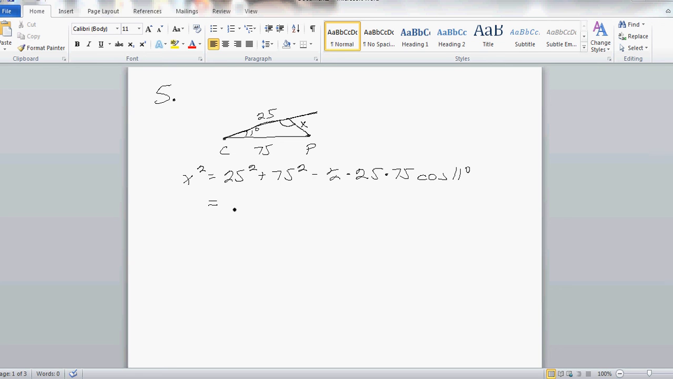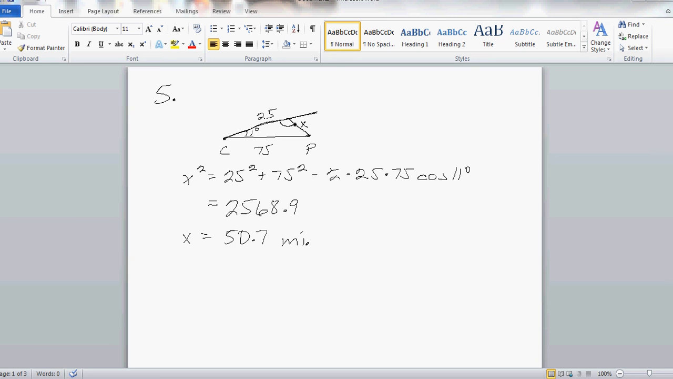And just punching this whole mess into the calculator, we get 2568.90. And then finding what x is, taking the square root of it, in other words, we get 50.7. Now that answers how far away they are from Peoria, or in other words, 50.7 miles.